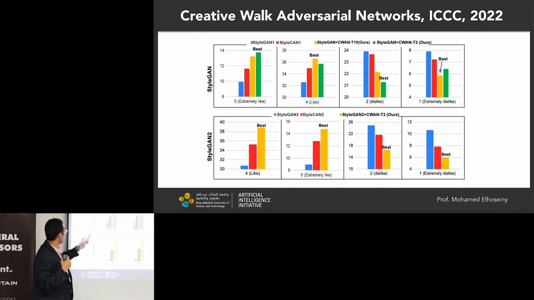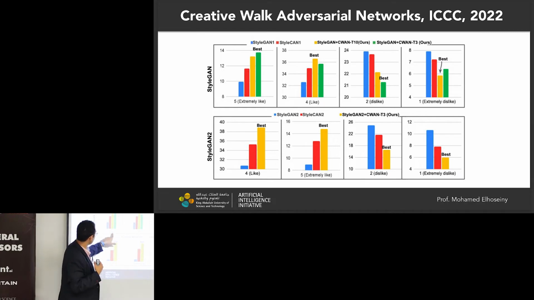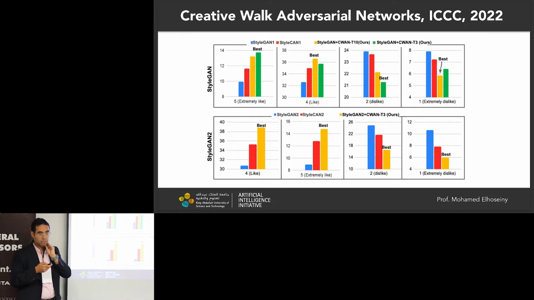And this is showing how people like it in 1 to 5 ratings. This means that the new model has much more ratings of 4 and 5 than baselines that use a different architecture without this loss. All right? So the results were assessed by humans. In this case, yes, that's true.